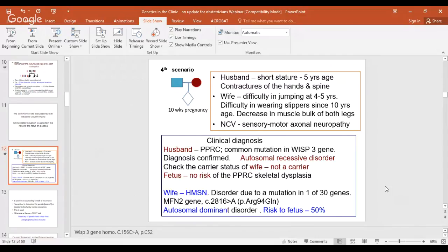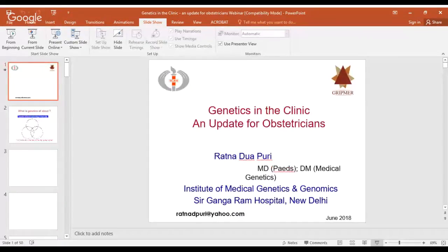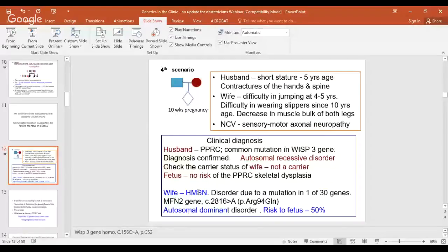However, when we confirmed that his wife had an autosomal dominant kind of neuropathy because of a mutation in this gene, which is called the MFN2 gene, we know that this is an autosomal dominant disorder. The risk of recurrence for that fetus is 50%, and a prenatal diagnosis had to be done to ascertain whether this specific gene change had been inherited by the fetus or not.